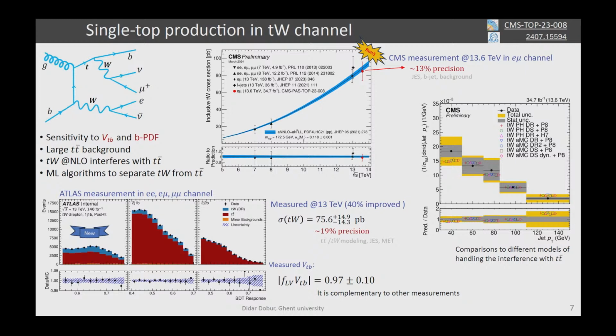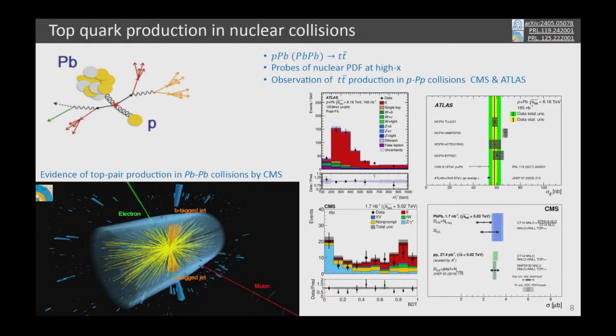Atlas has updated their 13 TeV measurement. They improved the precision. They also measure VTB. It is not as sensitive as the other measurements we get from the other single top processes, but still a complementary measurement.